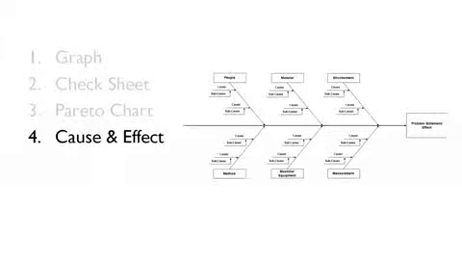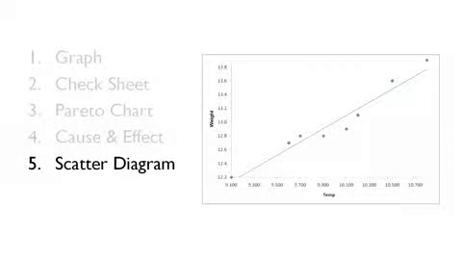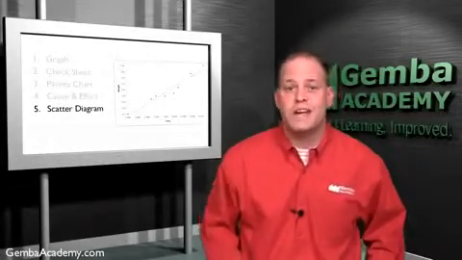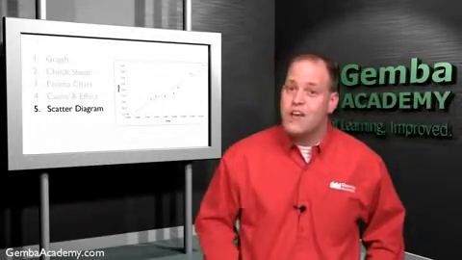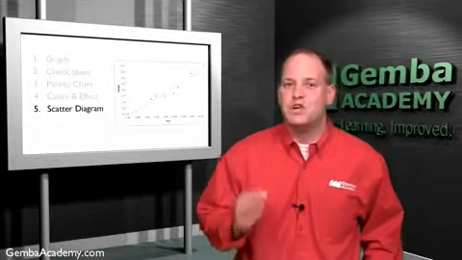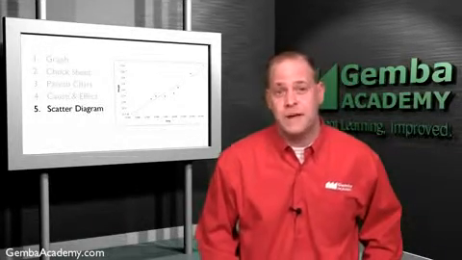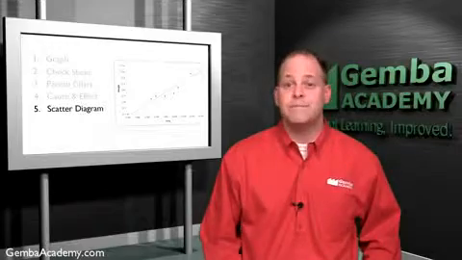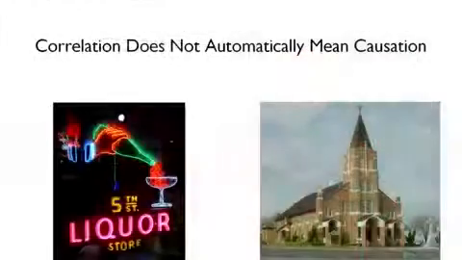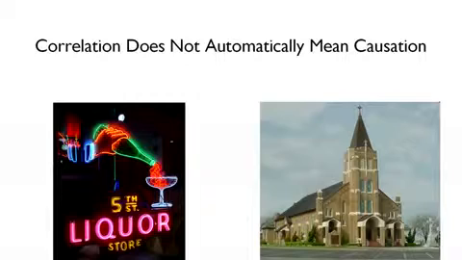The fifth QC tool is called the scatter diagram, which is a graph used to examine the correlation between variables by plotting corresponding data. In other words, scatter diagrams help us understand the relationships between two variables and whether or not they're associated or correlated with one another. Now, we'll get into different variations of the scatter diagram, including regression, later in the course, but I do want to mention an extremely important aspect of studying correlation. Namely, that correlation does not automatically mean there's causation.